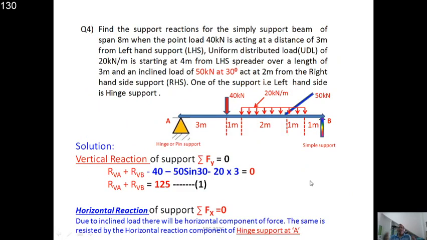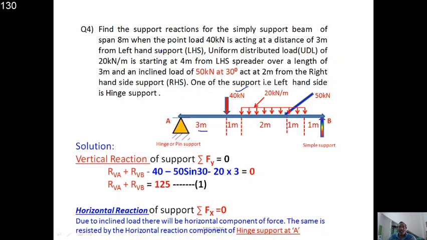So now I have combined all those cases: an inclined load, UDL and straight point loads. So you can see that here. Find the support reactions for the simply supported beam of span 8 meters. The point load of 40 kilonewton is acting at a distance of 3 meters.